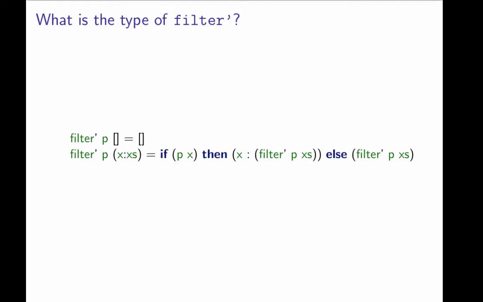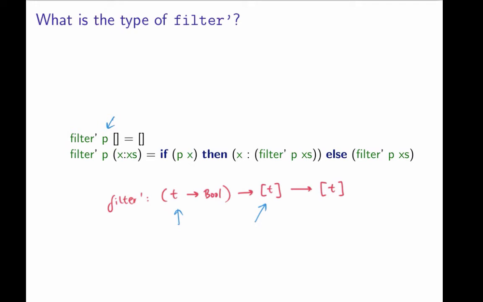Now, to see what the type of filter prime is, again remember filter prime is a higher order function. Its first argument, P, is a predicate. A predicate is a function that takes an element and returns a truth value. So P should have type t to bool. And as our next element, we take a list, and this should be a t list, of course, because we're applying the predicate to our t list. So this and that should be the same type. And we're returning a sublist, so the result type of this function should also be a list of type t list.